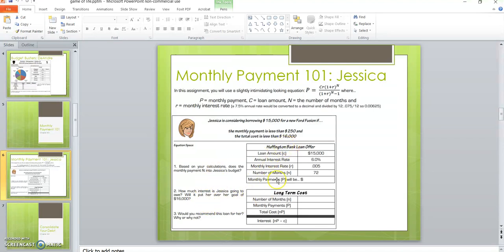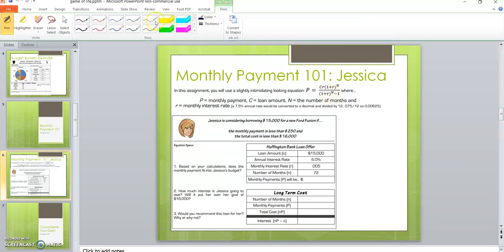Now, for Jessica's profile, as well as the rest of the characters for this assignment, you're going to be using this equation. This equation looks quite fancy, but we're going to break it down together. You'll notice that there are a lot of letters here, P, C, R, N. Here is C, here's R, here's N, and those correspond with these ones up here.